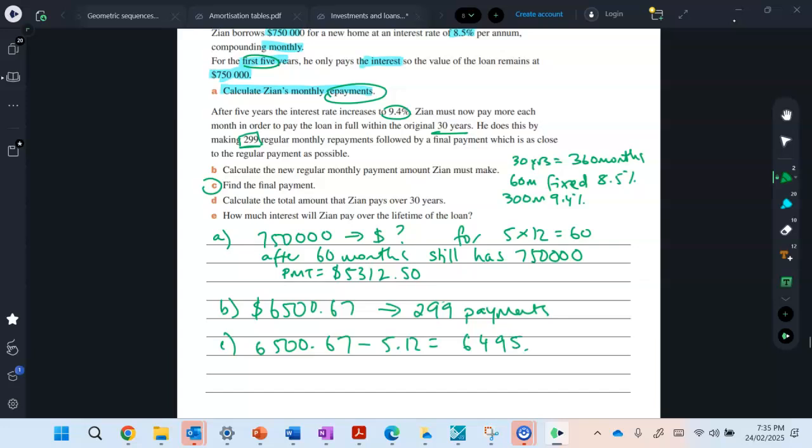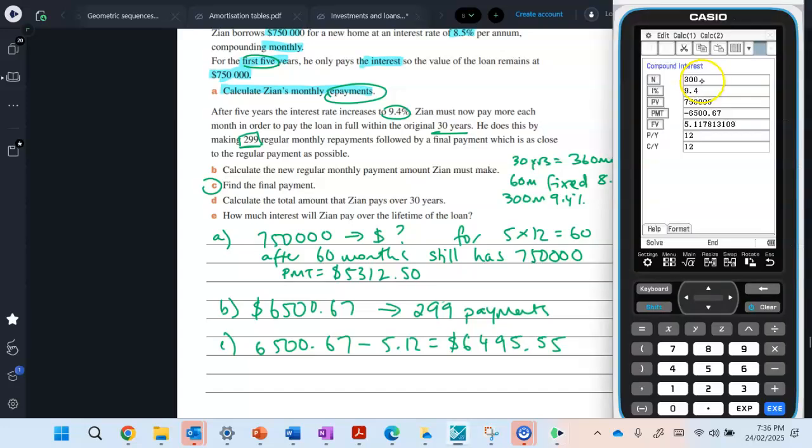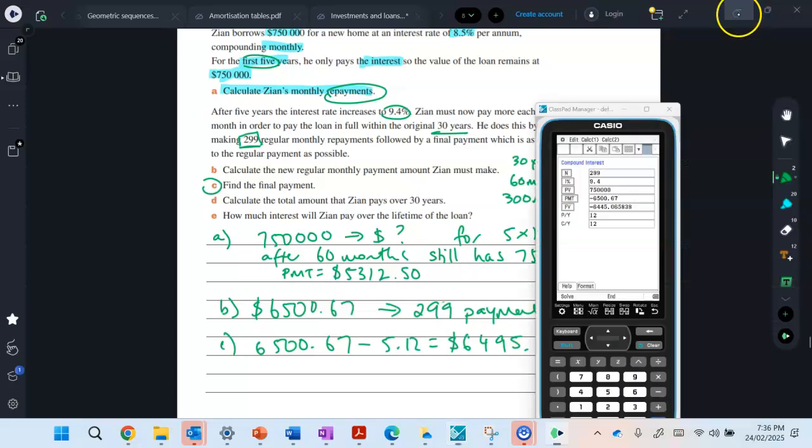6,495.5. I'm kind of doubting myself here. No, that looks good. $5.12. So $6,495.55 is your final payment, which I think is slightly different. What did we get when we did 299? I want to have a look. All right, so see how it's just slightly different? All right, and that's all just because of the interest. About $50 difference. Okay.